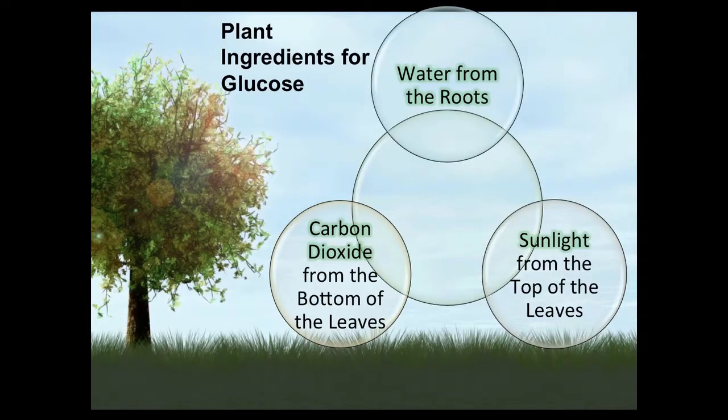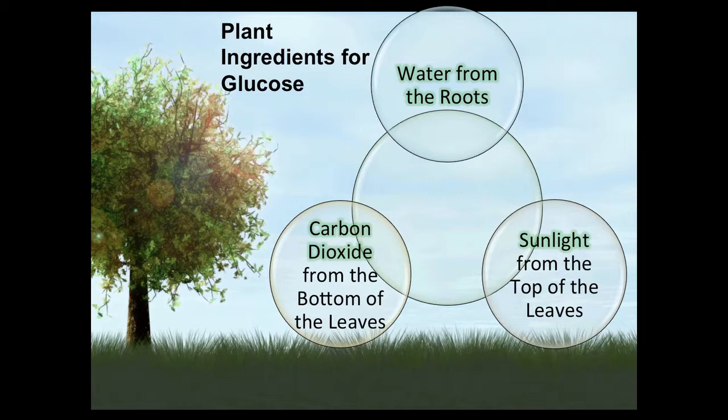Back to this graphic organizer. We knew it first. We had water from the roots. We talked about that. That's step 1. Then we got carbon dioxide from the bottom of the leaves through the stoma or stomata. Last but not least, the main ingredient arrived in the form of sunlight. All right, and that comes through the top of the leaves.